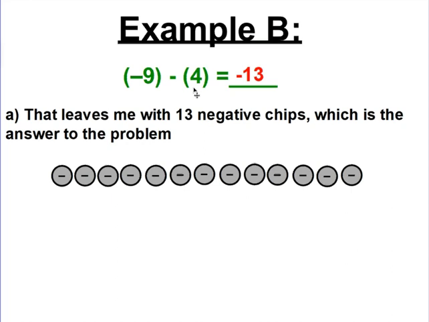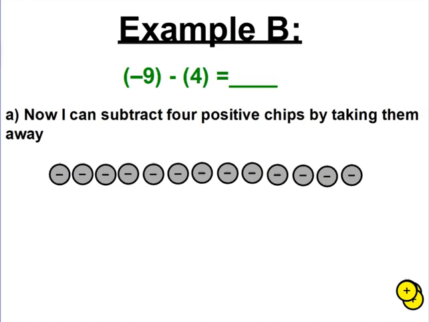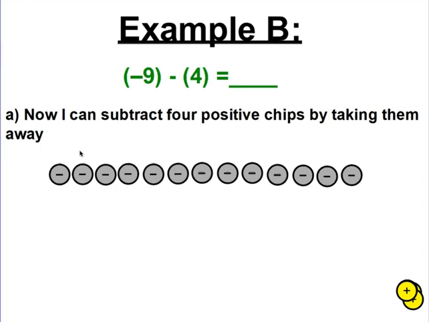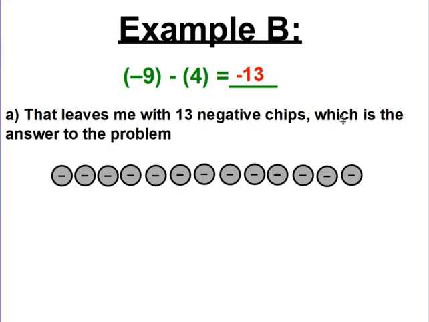That's why I had to add in the 0 pairs like I did right here, so I'd be able to take away 4 positives. Okay, but again, remember, the net value of that orange box is 0 right now. So that picture still shows negative 9. So again, I took them away. I'm left with 13 negative ones. There's my answer to the problem.